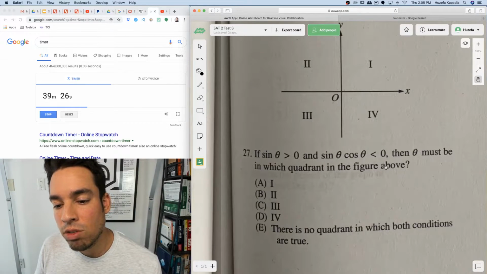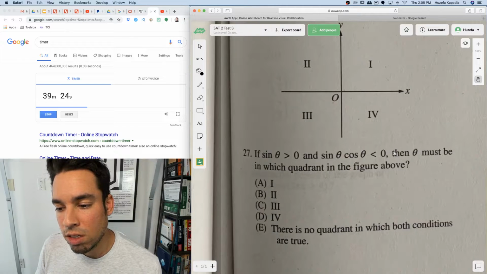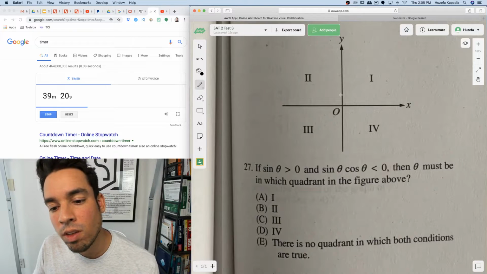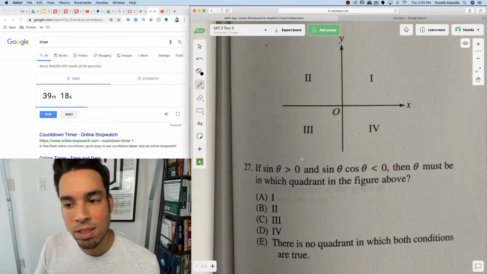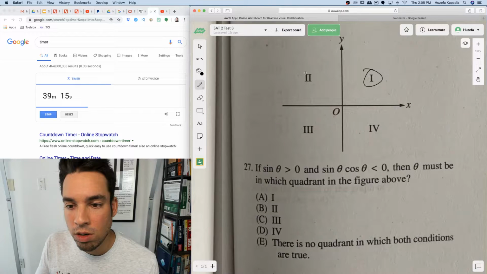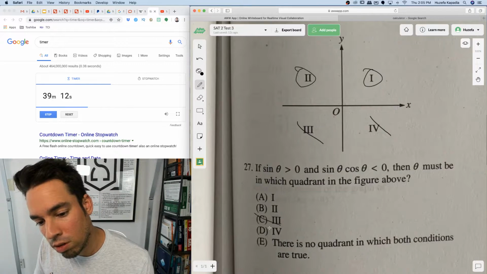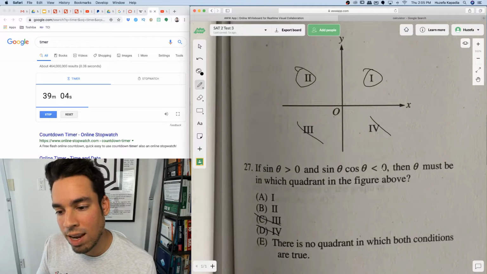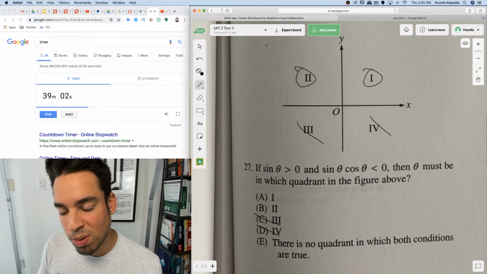If sine of theta is greater than 0 and sine theta times cosine theta is less than 0, then theta must be in which quadrant? Oh, hold on. So sine is positive, which means it's either quadrant 1 or 2. So it's not 3 or 4. And then sine times cosine is negative. So sine is positive and cosine has to be negative, because positive times positive is positive.